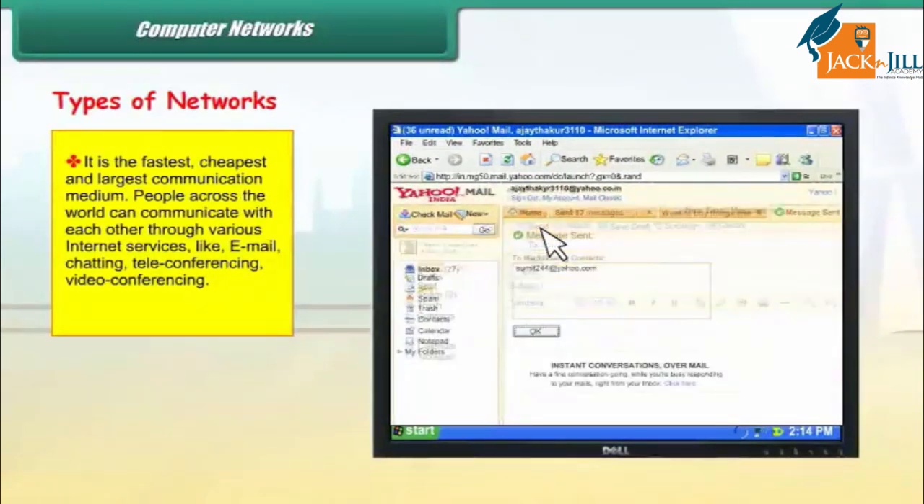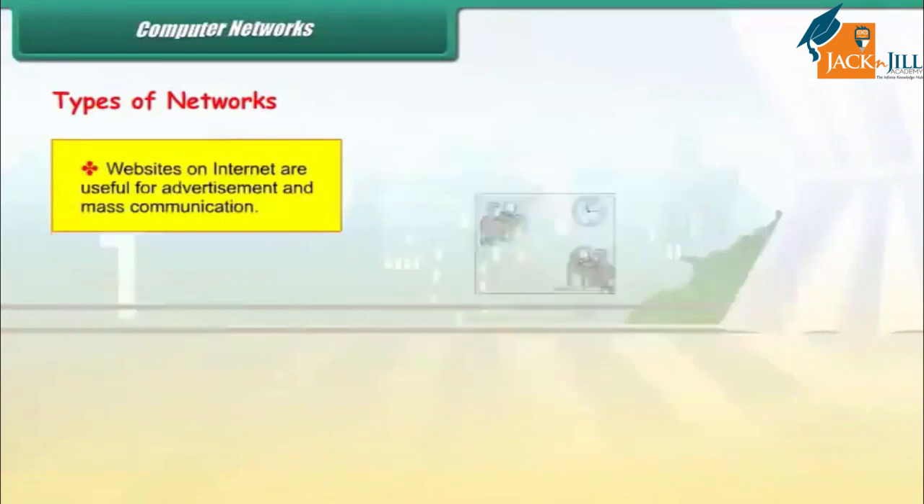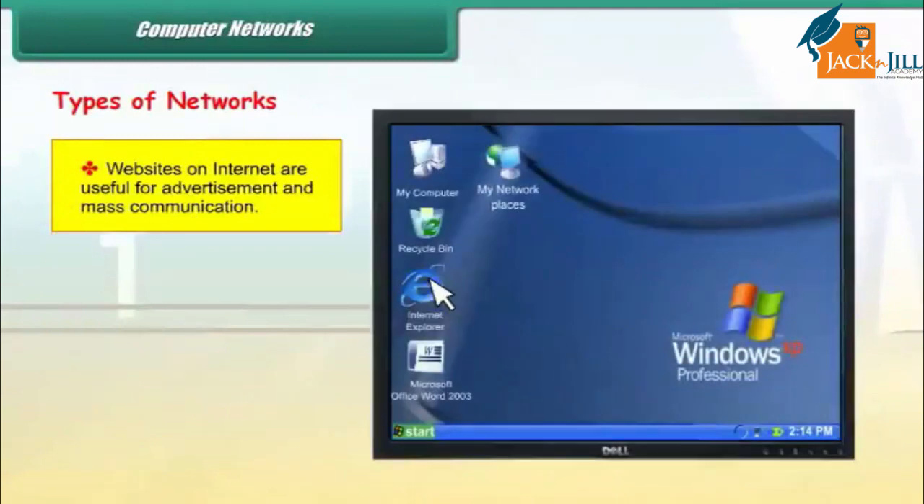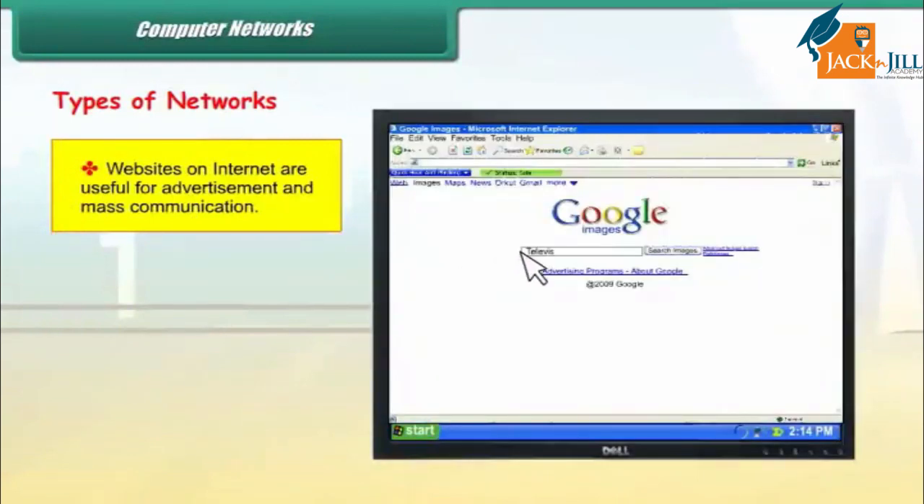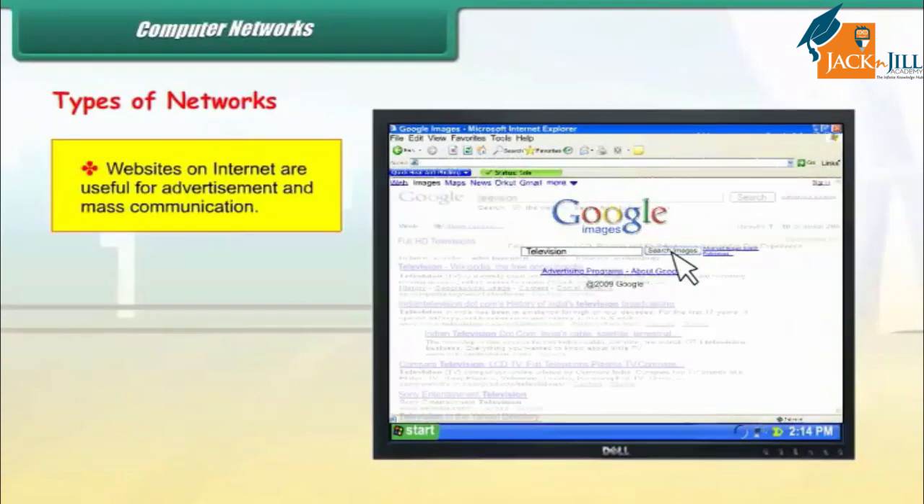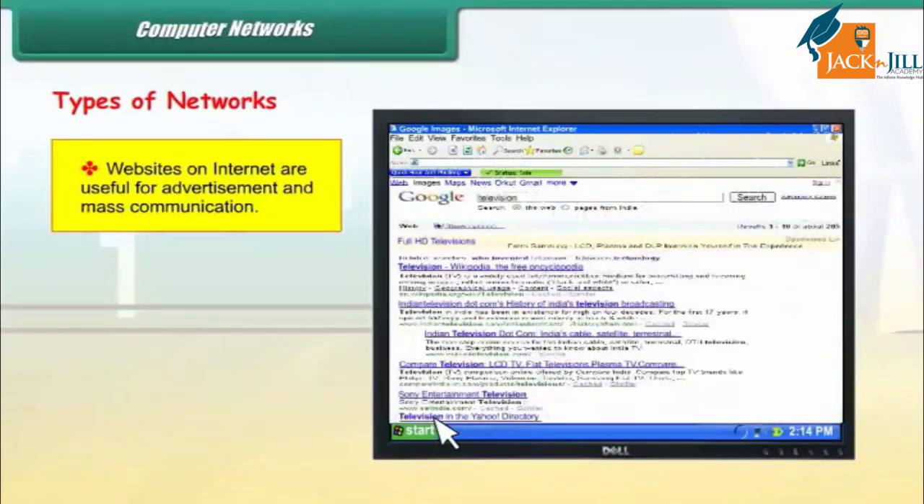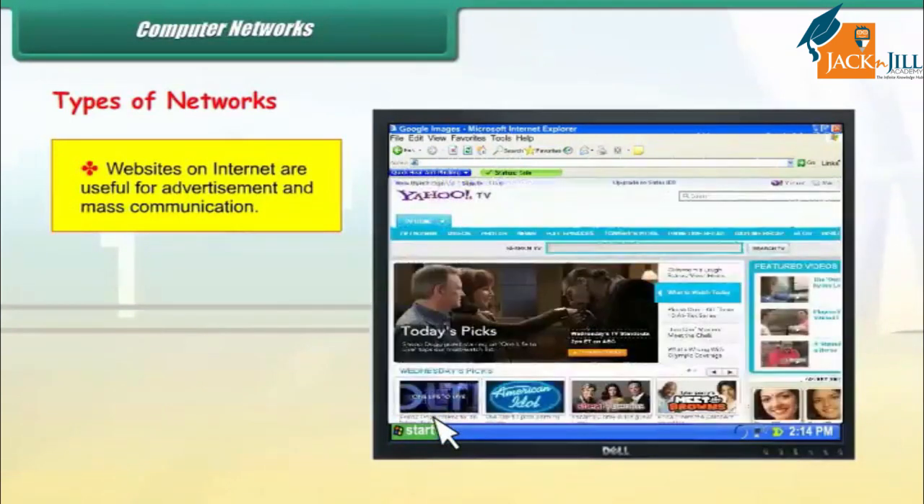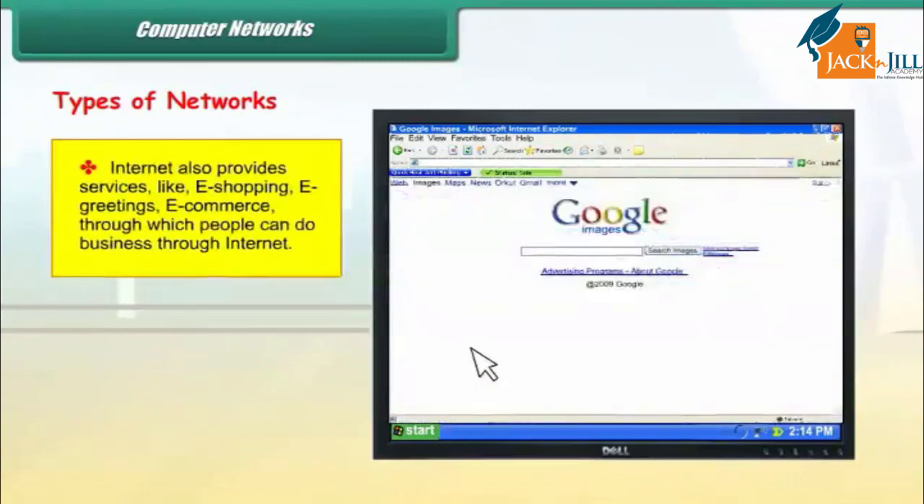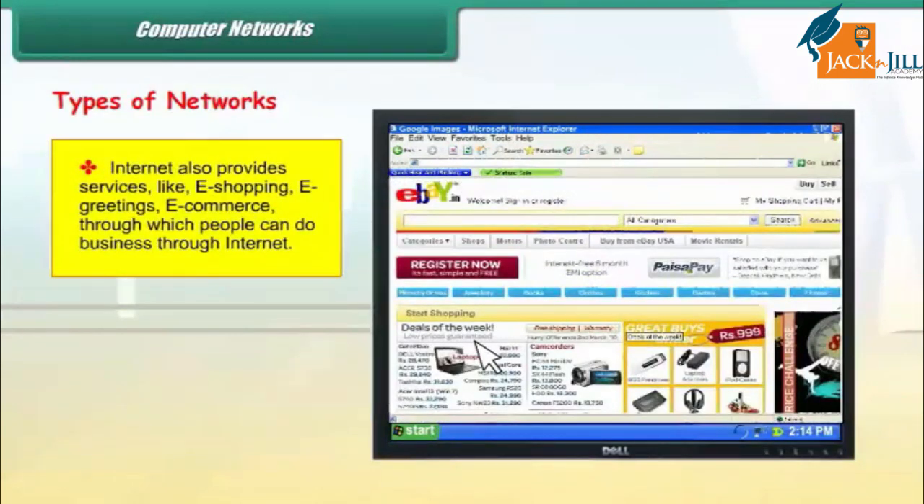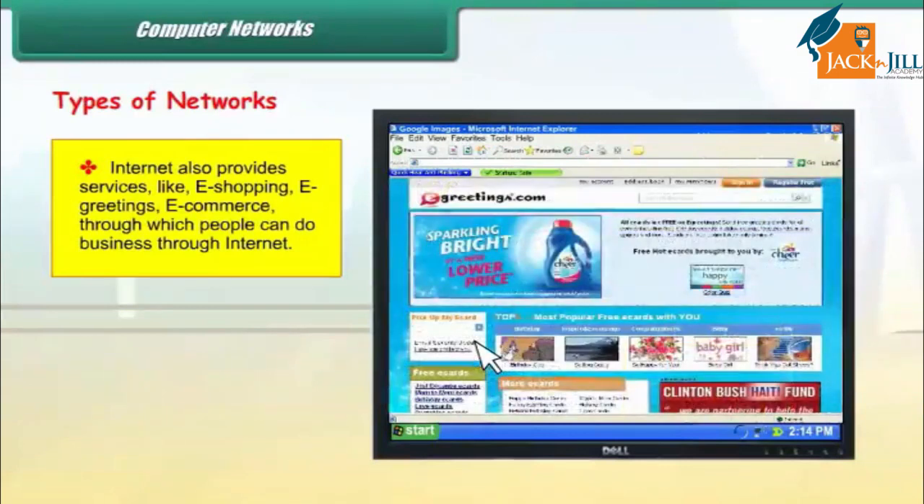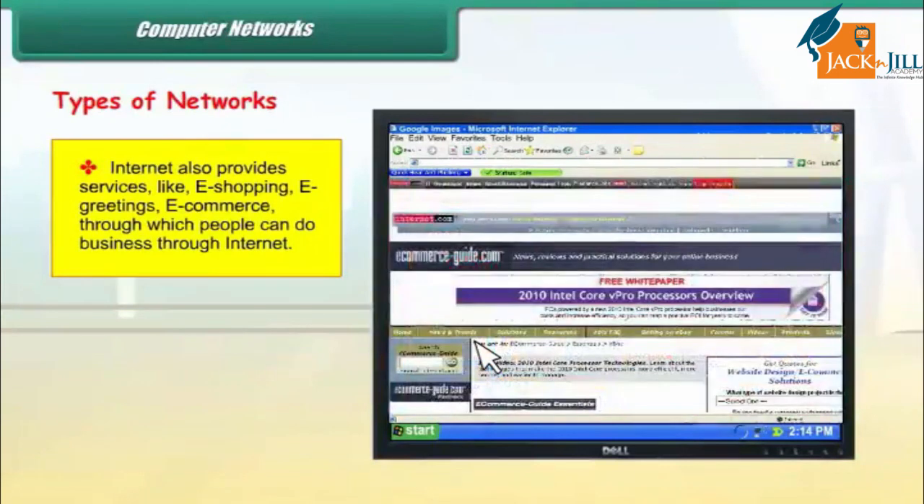Internet also provides services like e-shopping, e-greetings, e-commerce, through which people can do business through the internet. Internet is also the biggest source of entertainment. Users can listen to music, get Bollywood and Hollywood cast latest news, watch movies and play games on the internet.